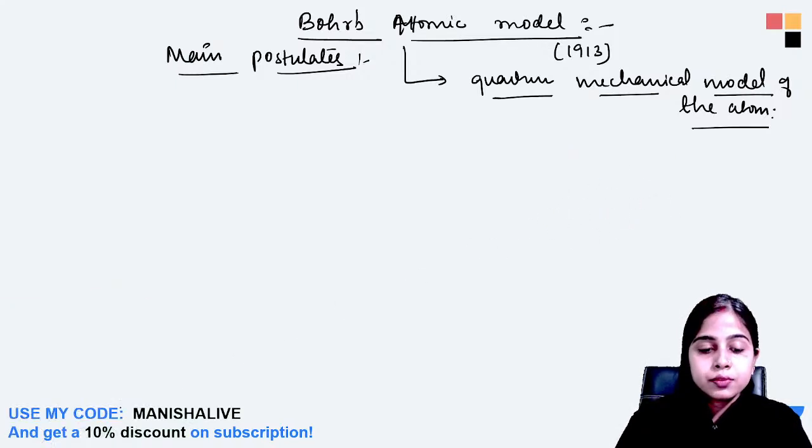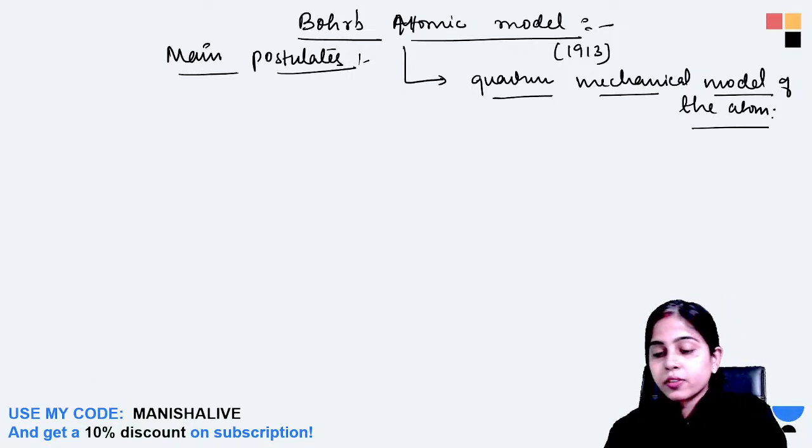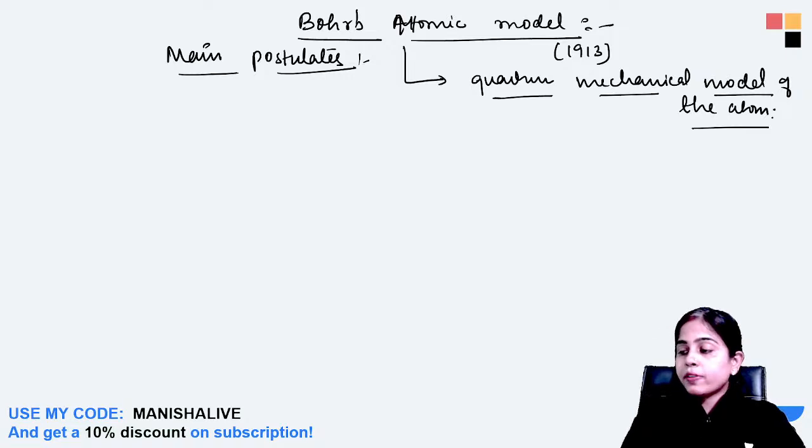Understood, everyone? Okay, very good, Avinash. Very good, Abhinav, Faizan.